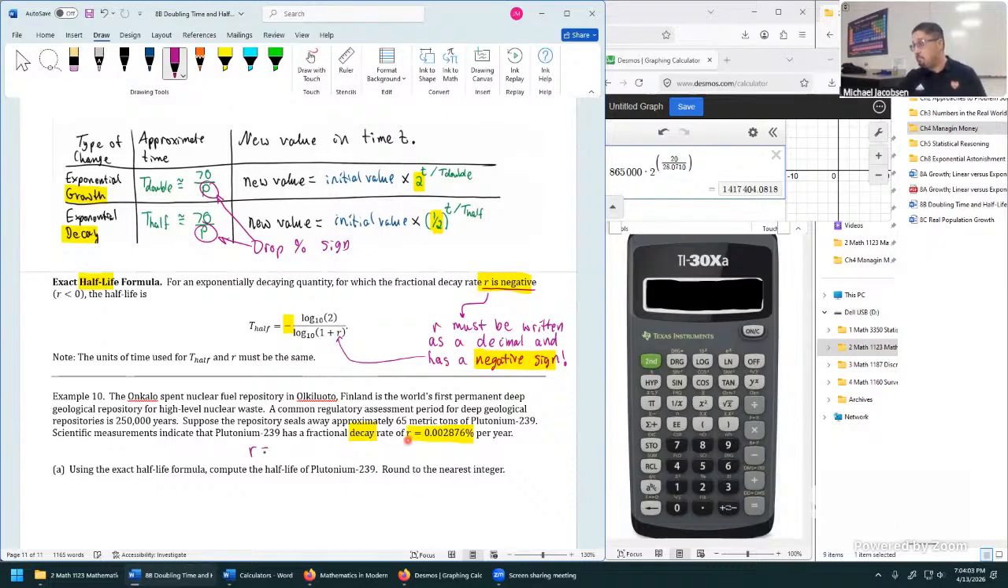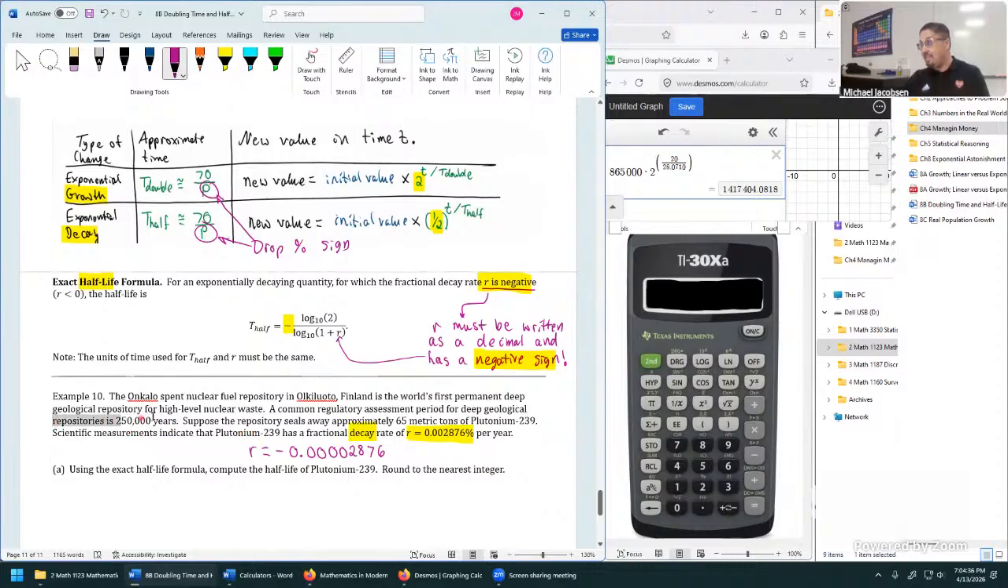R is negative 0. Converting this to a decimal means we're going to divide by 100, which just means this decimal point moves 2 places more to the left. So it inserts 2 extra zeros, and then it's the 002876. So basically nothing, but it will disintegrate over time.